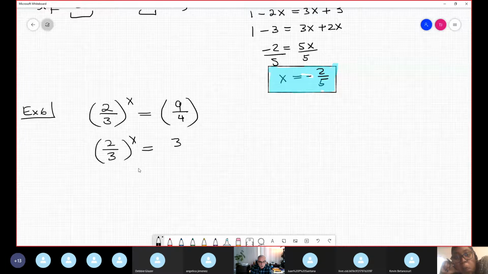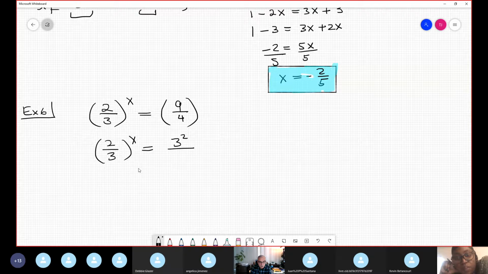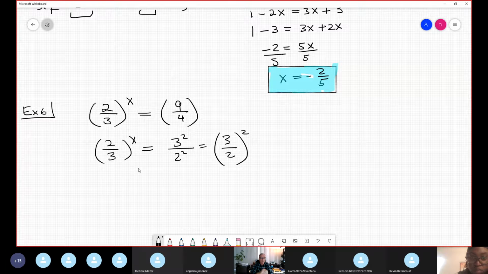I know. Okay, 9 is 3 to the second power, and 4 is 2 to the second power, no? Which is equivalent to 3/2 squared. It's clear so far? This is just manipulation of the properties of the exponent. Right? My question is, do we have a common base now or no? No. Because on the left hand side we have 2/3, and on the right hand side we have 3/2. What should I do in order to express it in the common base?